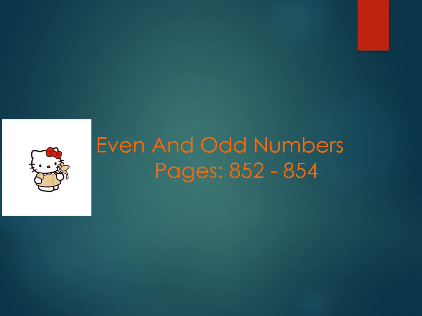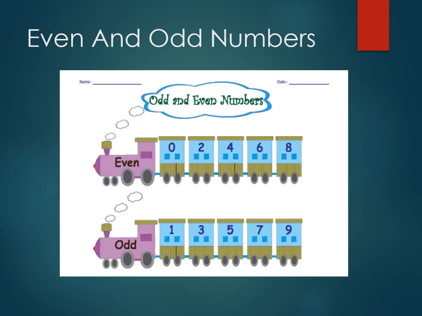Our new lesson today is even and odd numbers. Even and odd numbers. What are they? Let's recognize them. Even numbers, they are 0, 2, 4, 6, and 8. And odd numbers are 1, 3, 5, 7, and 9.